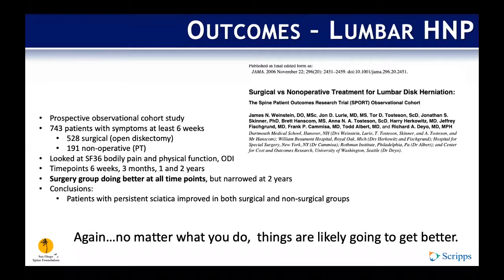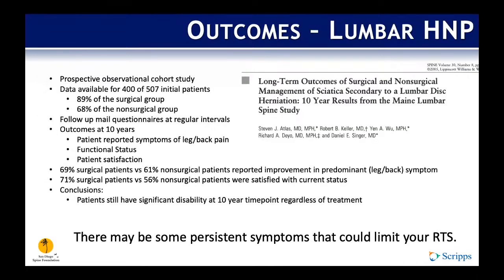And in regards to lumbar, this is a SPORT study looking at lumbar disc herniation. Outcomes were SF-36, physical function, and ODI, with time points at 6 weeks, 3 months, 1 year, and 2 years. They concluded the surgery group was doing better at all time points, but the difference between the two was narrowing at 2 years. Their conclusions show that persistent sciatica improved in both surgical and non-surgical groups. To me, again, that says no matter what you do, things are likely going to get better.